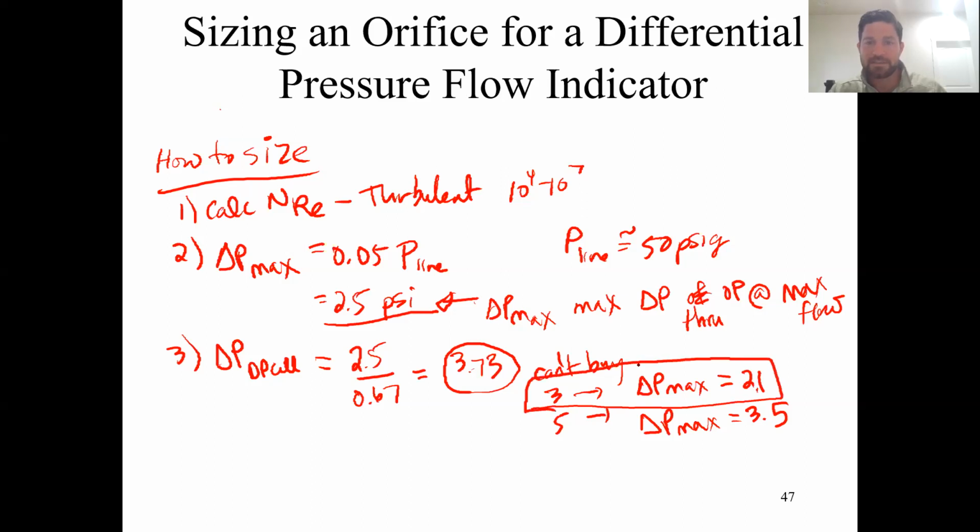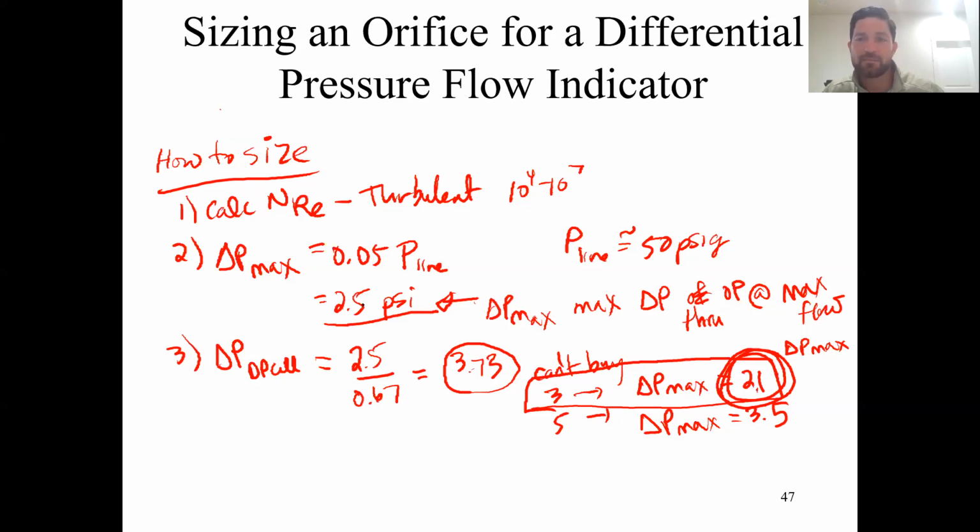And so if I select this DP cell, now my delta P max at my maximum flow rate that I'm going to use is going to be this. So this right here is what I'm going to use for delta P max. All right, so this is what I calculated here. Remember what I said: this is the maximum pressure drop that we should allow through the DP cell.